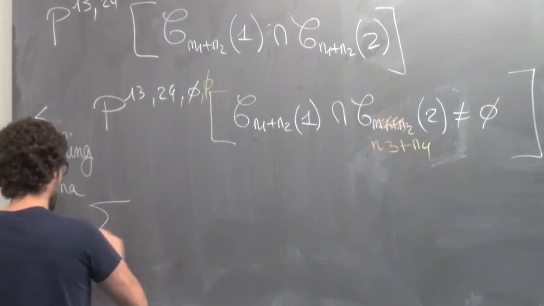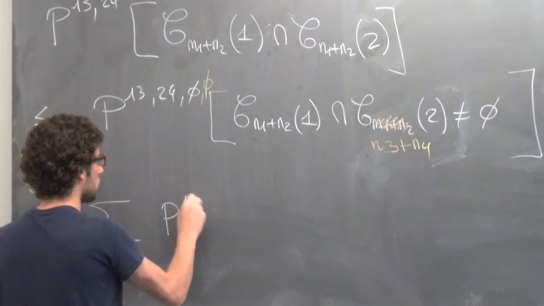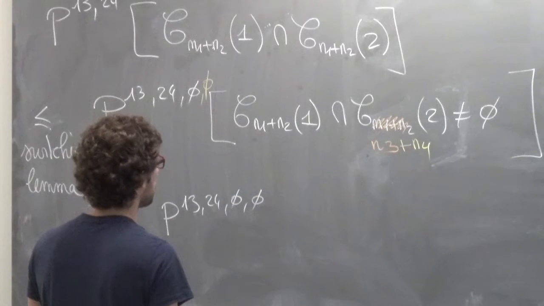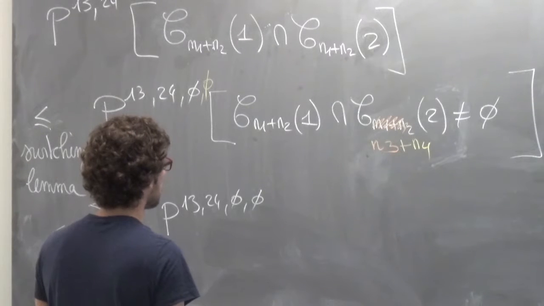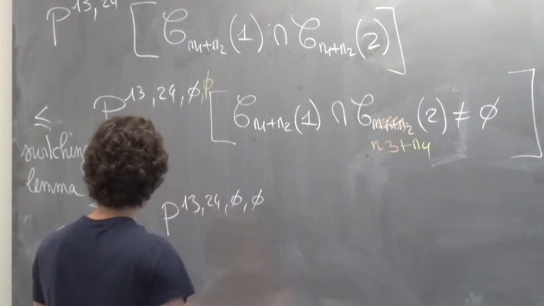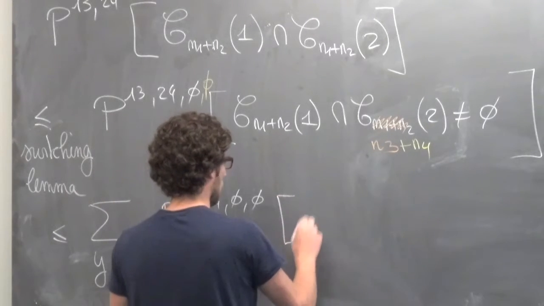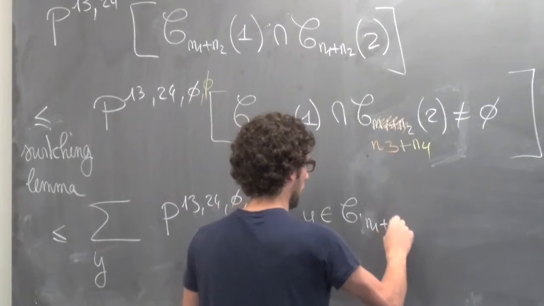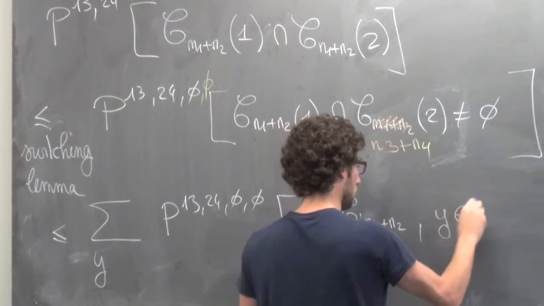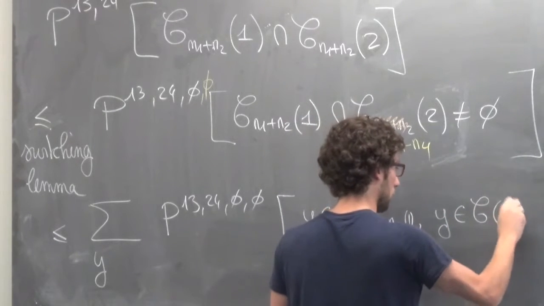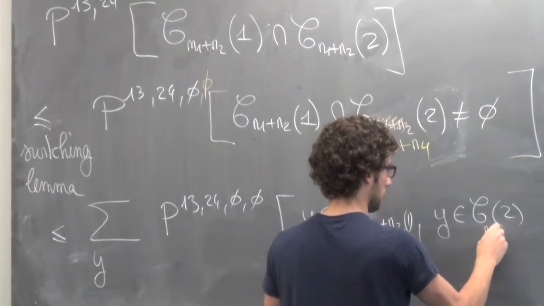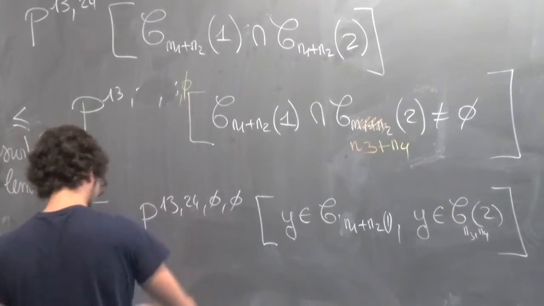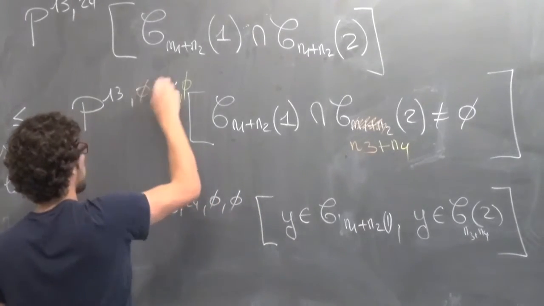So let's sum over y. Probability 1, 3, 2, 4, empty set. I'm realizing that maybe I'm making a mistake in the sources. Okay, we are going to see. Of y belong to C1, to Cn1 plus N2, and y belong to cluster of 2 of N3 plus N4. Yeah, I'm making a mistake. Sorry, here when I change to N3, I'm putting empty and 2-4.